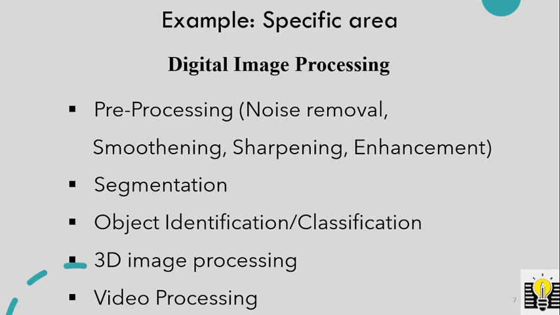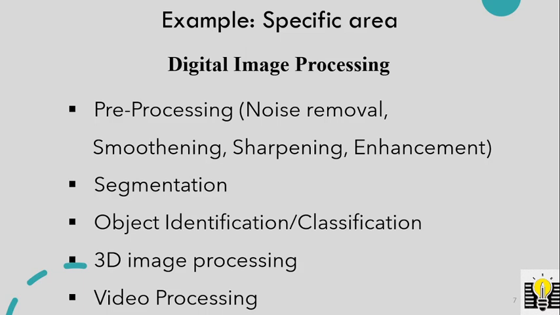In digital image processing, there are major areas. Pre-processing, that is noise removal, smoothing, sharpening, enhancement, etc. Segmentation is also one of the specific areas. Object identification and classification is a core area right now, and 3D image processing is also upcoming very fast, a very important field in image processing. And video processing is another important specific area. So this is a list of specific areas.